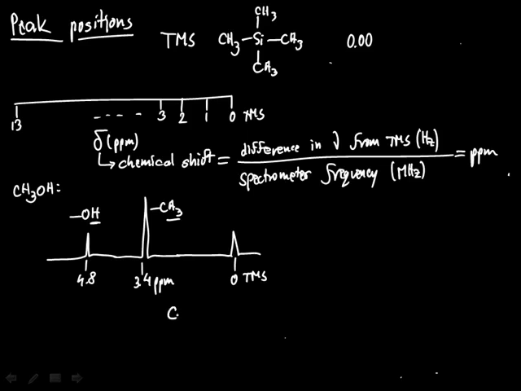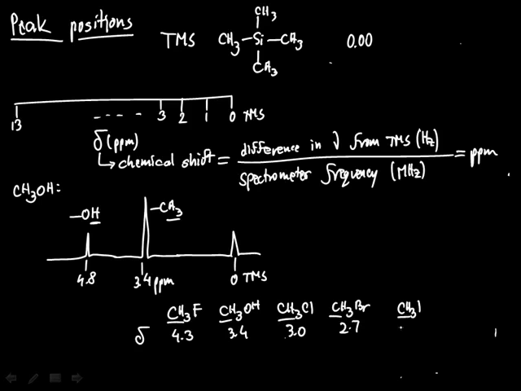If we compare this electronegativity argument in methyl fluoride, where delta is 4.3, methanol, where it's 3.4, methyl chloride, where it's 3.0, bromide, where it's 2.7, and finally iodide, where it's 2.2, we'll see that the increased electronegativity causes the increase in chemical shift as well.